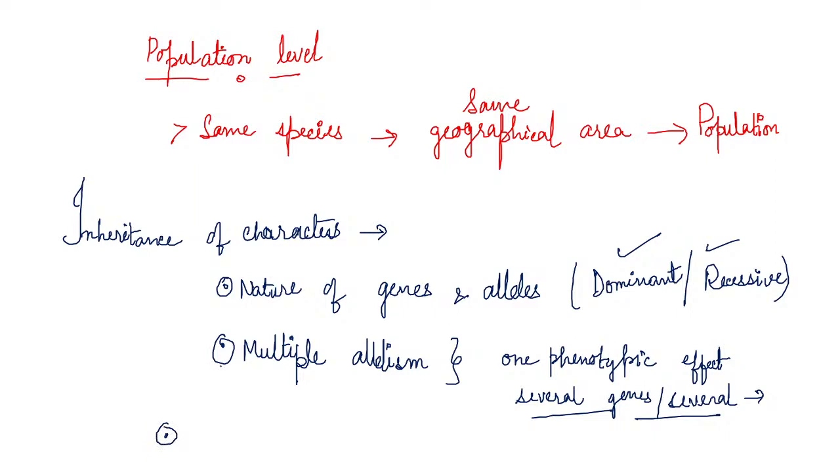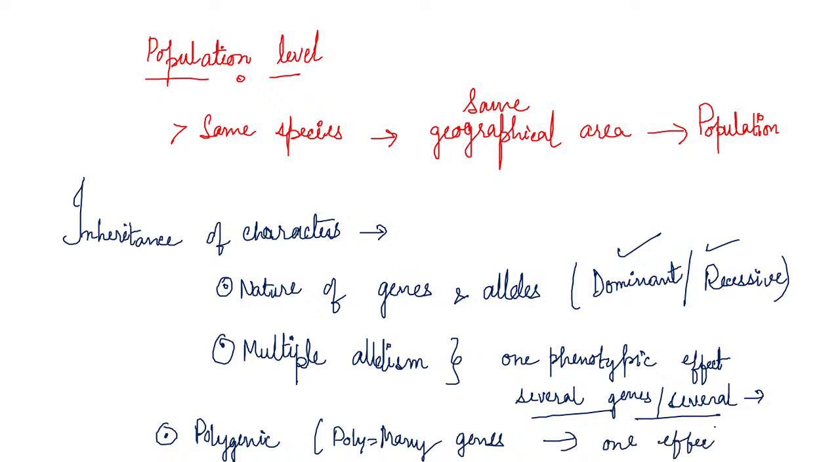Next is polygenic inheritance. What is polygenic inheritance? Polygenic means polygenes. What do you mean by the word poly? Poly means many, right? When there are many genes and only one effect, that is known as polygenic inheritance. The ABO blood group is an example of codominance and also of multiple allelism. Why? Because here we get 4 different phenotypes.